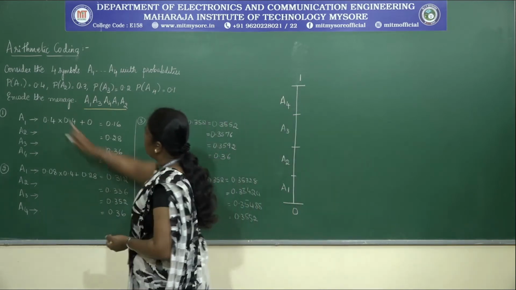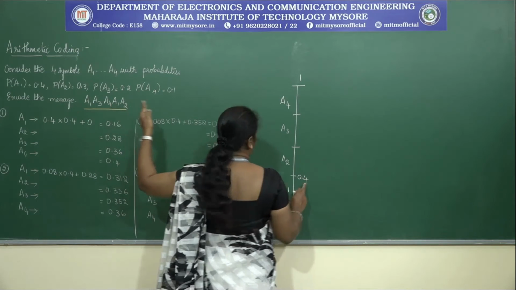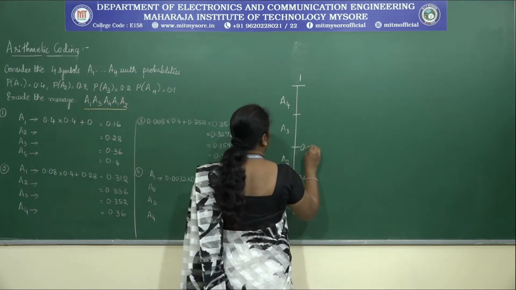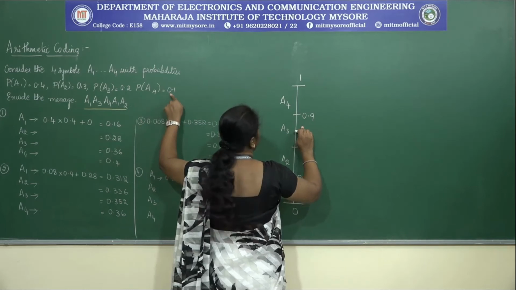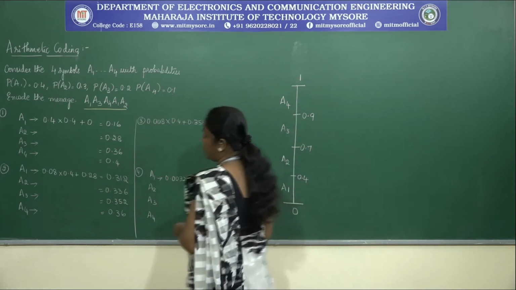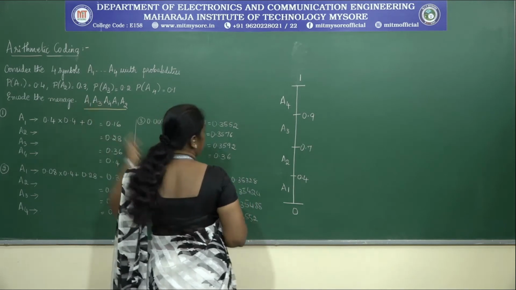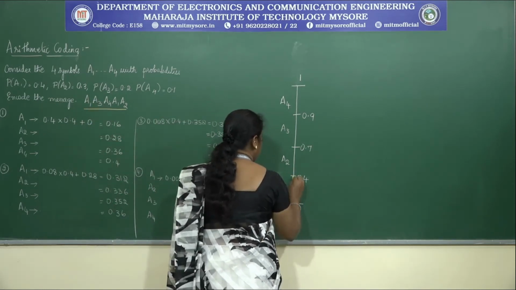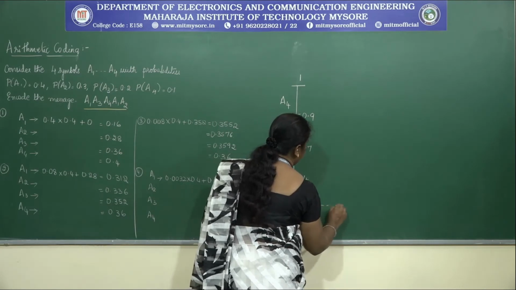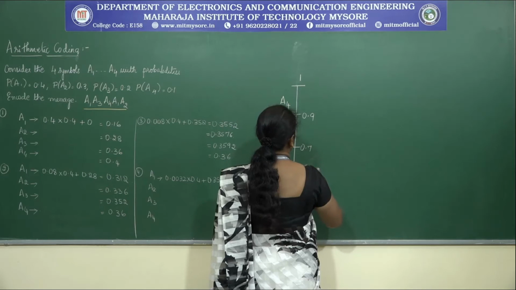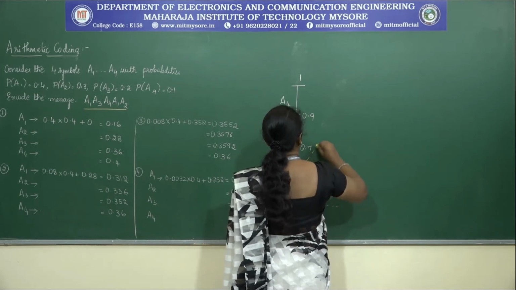Now first, what is P of A1? P of A1 is 0.4. What is the cumulative value for A2? 0.4 plus 0.3, so it is 0.7. Then 0.7 plus 0.2 is 0.9. Then 0.9 plus 0.1 is 1. Okay. Next we need to find the ranges. The first character is A1. So what is the range of this? The range of this is 0 to 0.4.